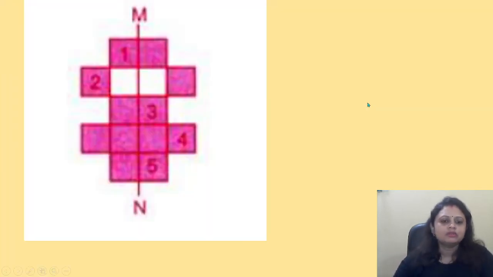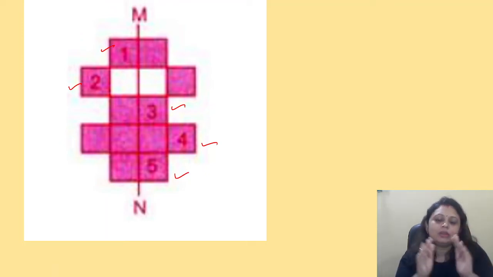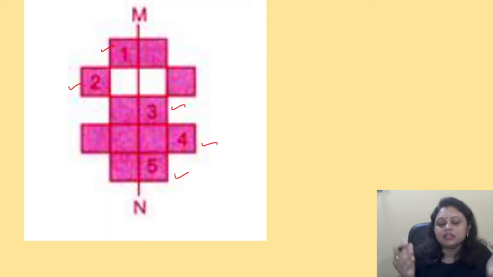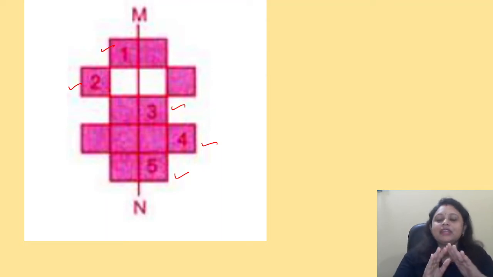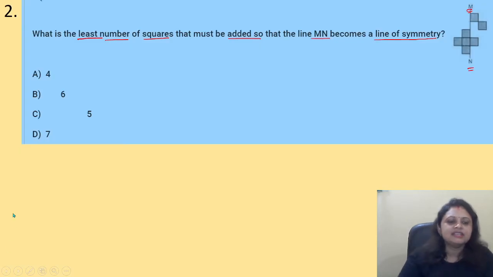So what squares we need to add? So these are the squares, that is 1, 2, 3, 4, 5. If we add these squares, then the MN will act as the line of symmetry. Okay, and it will divide the structure into two equal halves. Got it? So we found 5. Right? So here the correct answer is option C, that is 5.